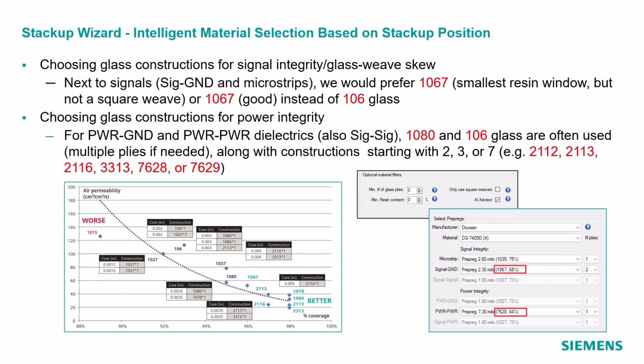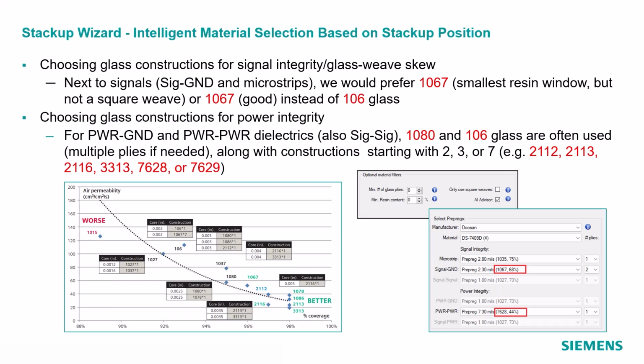The AI Advisor includes an intelligent algorithm to help users to self-select ideal and trade-off materials. It understands which materials are good for glass weave skew used in high-speed designs, and it also knows how to avoid over-design in the StackUp. Depending on the position of the StackUp, different materials are proposed based on the know-how intelligence of the AI Advisor.